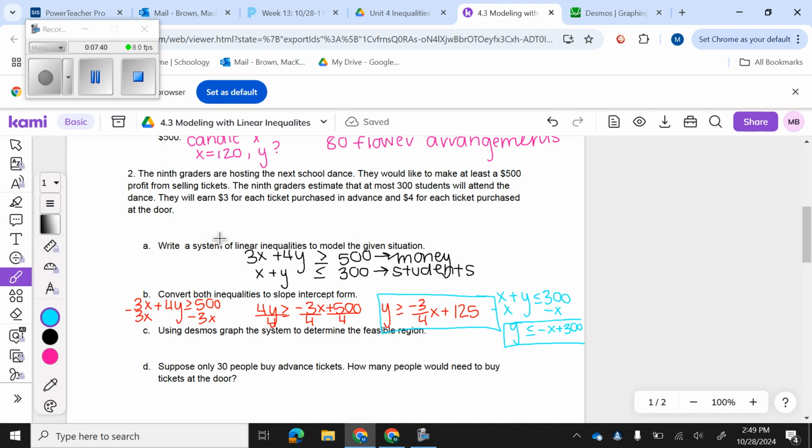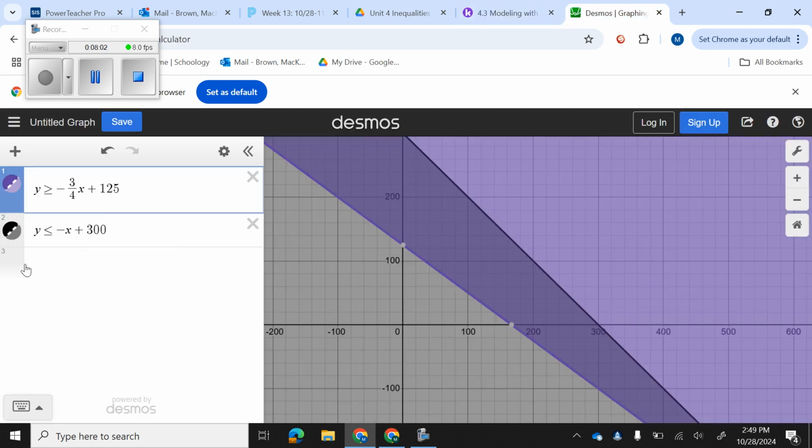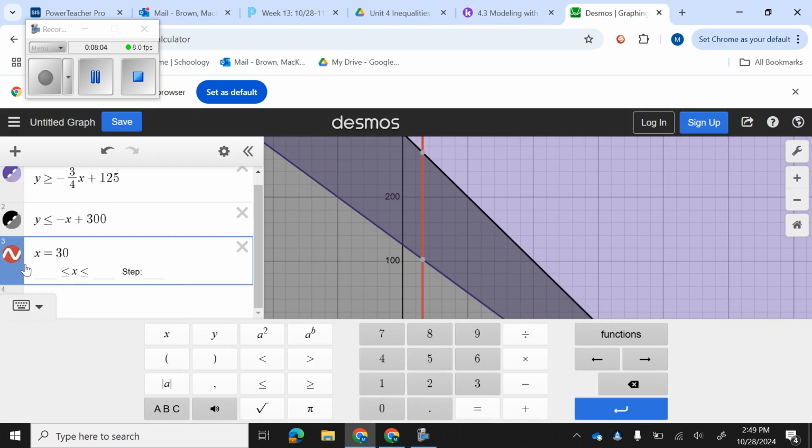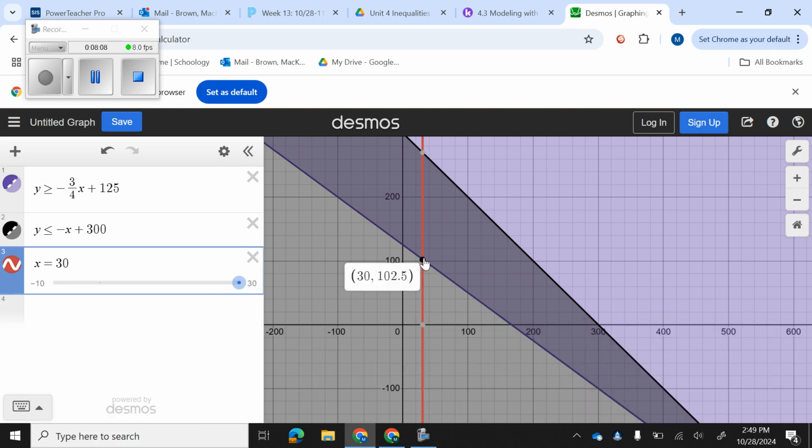But this asks me a specific question. It says, suppose only 30 people buy a ticket in advance, okay? So 30 in advance. Well, I got to go figure out ticket in advance people. So that's $3. So ticket in advance is x. So when x equals 30, I basically want to know what my y is. So I'm going to go here. I'm going to say x is equal to 30. I'm going to figure out where they intersect, which is here and here.